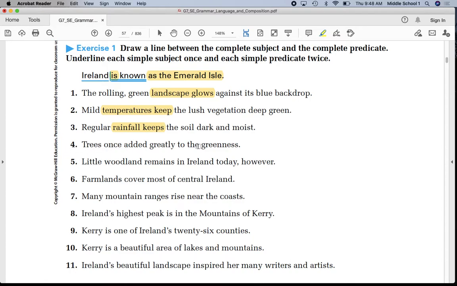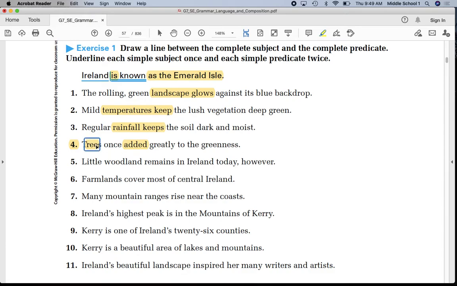Trees once added greatly to the greenness. What is the sentence talking about? Trees. What did trees do? Added. You might want to make a note. You can write this on your paper. You circle number 4, maybe make a note over here to the side.